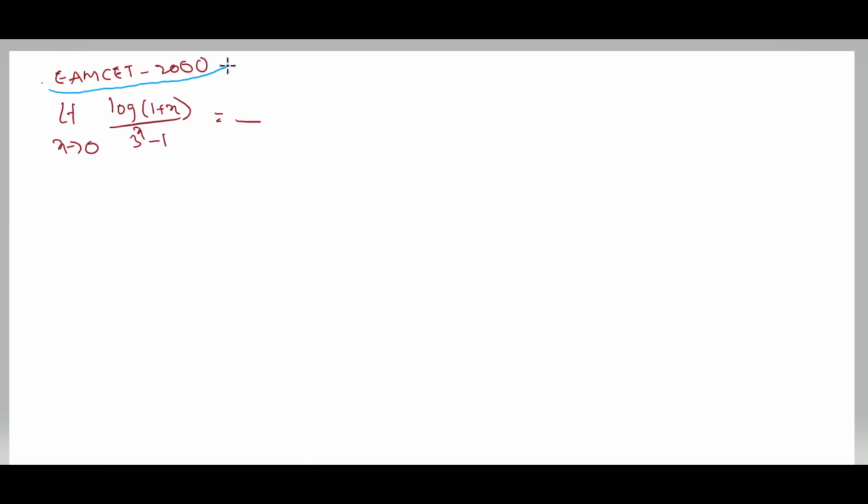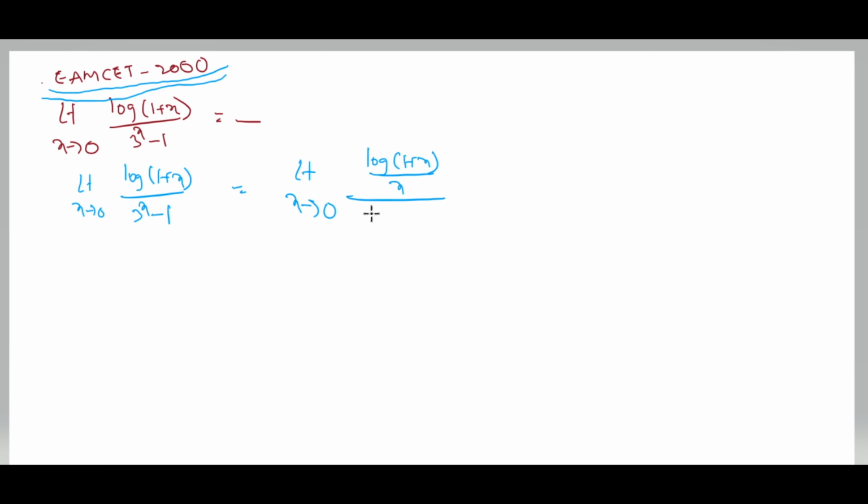Friends, this problem is from MSET 2000. Here is given limit x tends to 0, log(1 + x)/(3^x − 1). So dividing by x, that is limit x tends to 0, (log(1 + x)/x)/((3^x − 1)/x).